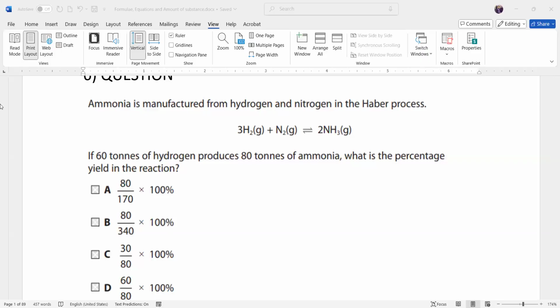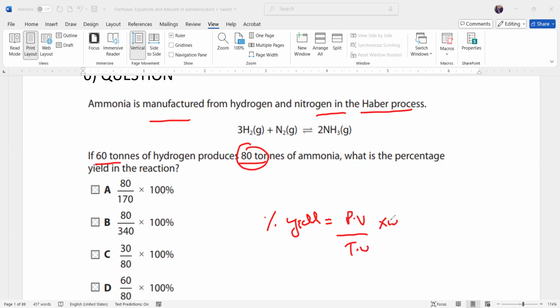So in this question, ammonia is manufactured from hydrogen and nitrogen in the Haber process. If 60 tons of hydrogen produce 80 tons of ammonia, so this is the practical value, we need the percentage yield. So what is the percentage yield? Percentage yield is the practical value of a product divided by the theoretical value, into 100. So the practical value is 80, but theoretically how much should we get?